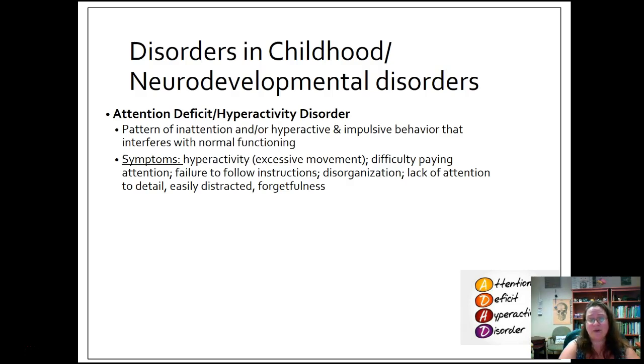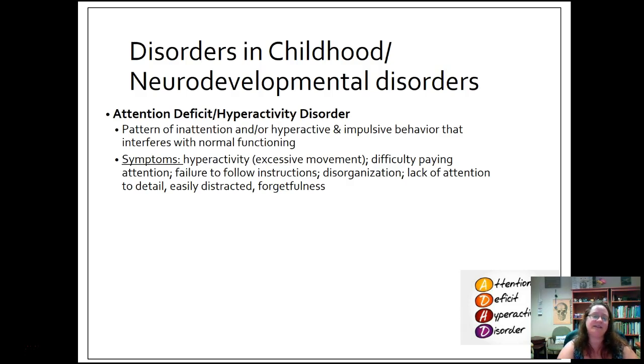And this brings us to our last category of disorders that we're going to talk about, and these are disorders in childhood, or what we call neurodevelopmental disorders. There are several neurodevelopmental disorders. We're not going to spend our time talking about each of them, but we're going to talk about two. The first one is attention deficit hyperactivity disorder, or what we refer to as ADHD.